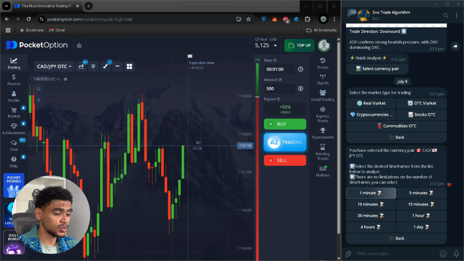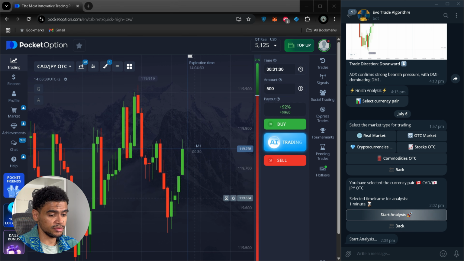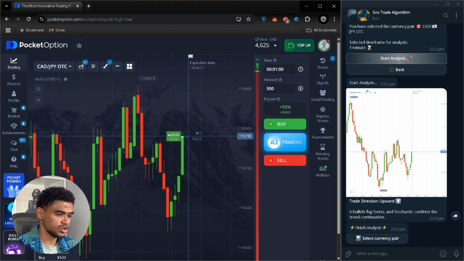So let's select 1 minute and press start analysis. Super simple. And that is it. Now we just wait for the analysis from the robot, and we're going to place our trade. So let's see, in a couple of seconds we have a buy position, so I'm going to place $500, and wait for a second to see if the price drops.